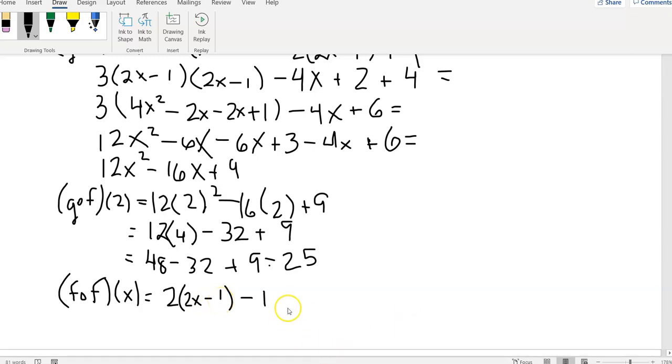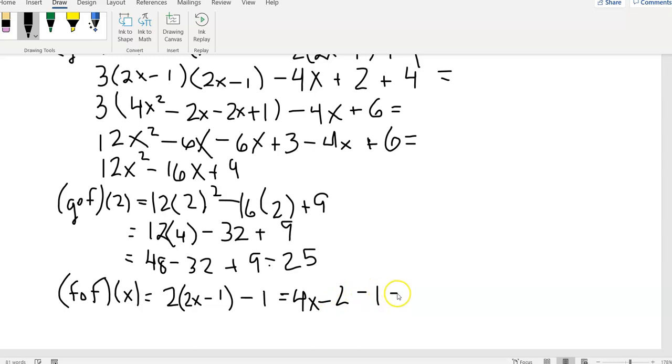And now let's clean this up. If I distribute the 2, I'll get 4x minus 2. And then I still have the minus 1. And let's add our negative 2 and our negative 1, and we will be done with this, 4x minus 3.